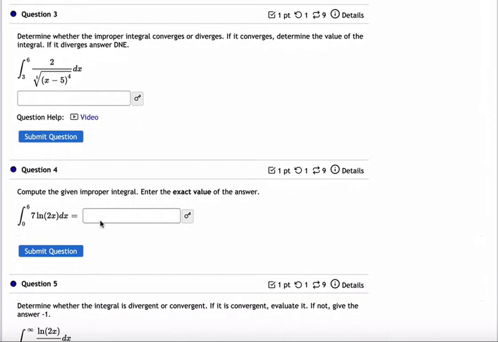Question 4, the trick here is that the natural log of 0 is undefined. So I think you're probably aware of that at this point in the class, but just in case you're not, be careful. Make sure that you recognize that the natural log of 0 is undefined, and therefore you're going to have to change one of your bounds of integration into a constant and evaluate a limit.